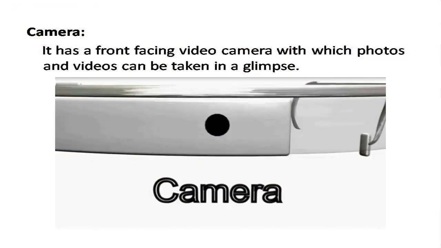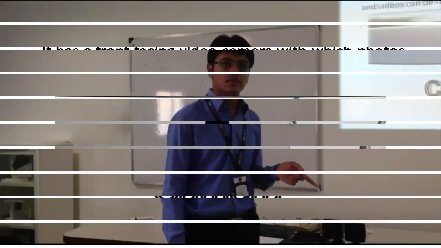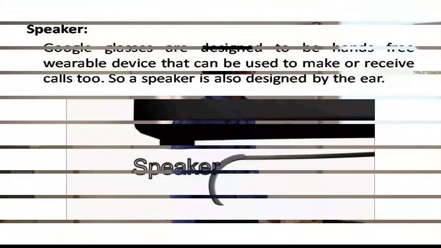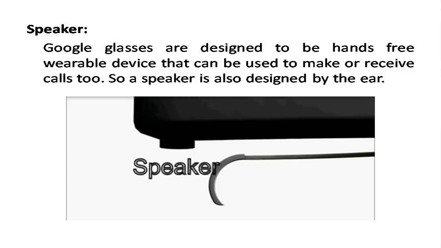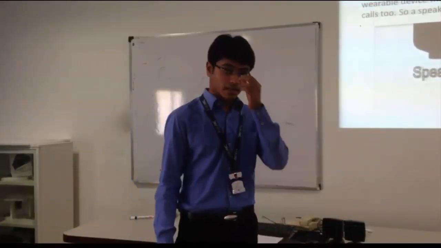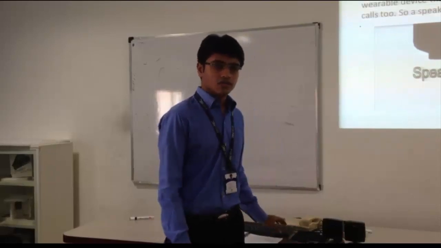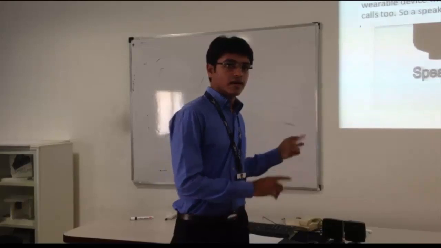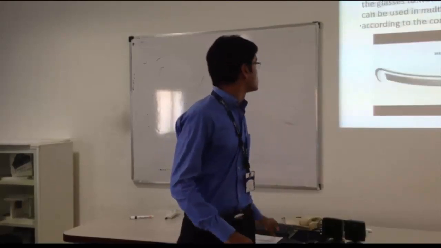Camera. There is a 5 megapixel camera available in Google Glass, which takes photos as well as video for you, and you can share it. Speaker. Google Glass is designed to be a hands-free wearable device that can be used to make and receive calls. So a speaker is also available to handle your smartphone's calls via Google Glass.